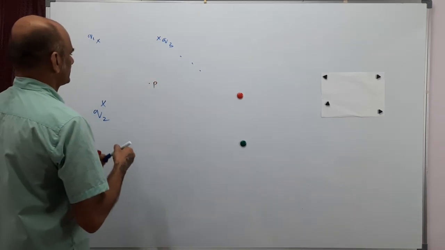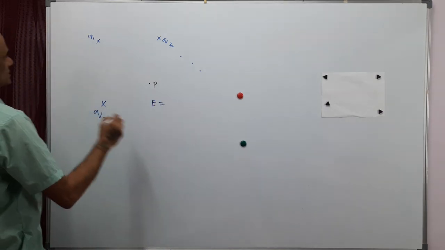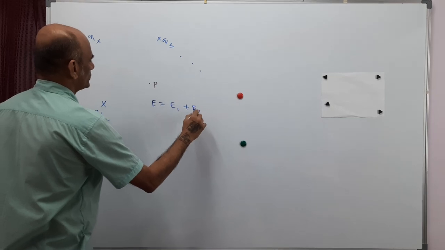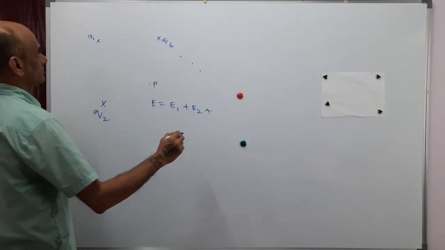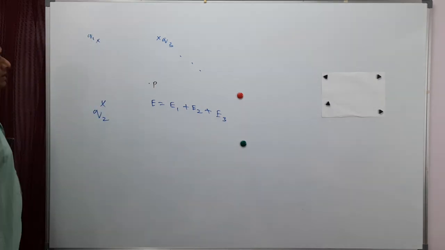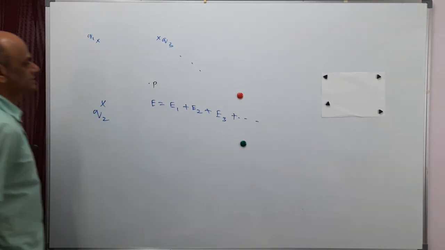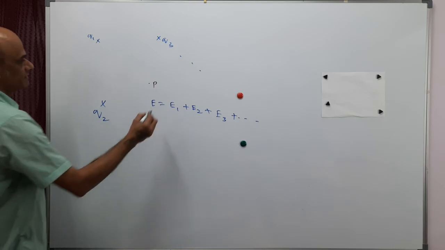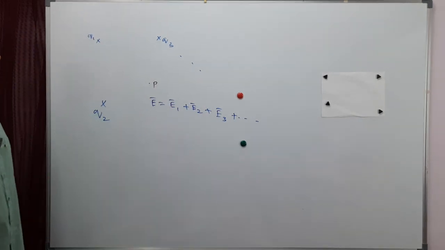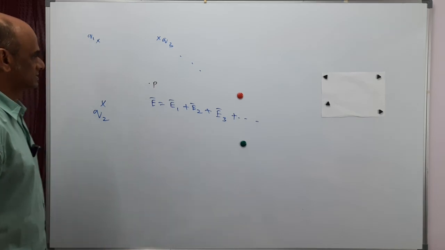So this electric field is given as electric field due to charge 1, E1, plus electric field due to charge 2, E2, plus electric field due to the third charge, E3, and so on. You have to add all the electric fields. Well, electric field is a vector quantity, so the sum is a vector sum. So this is the superposition principle, where the net effect is the sum of individual effects.